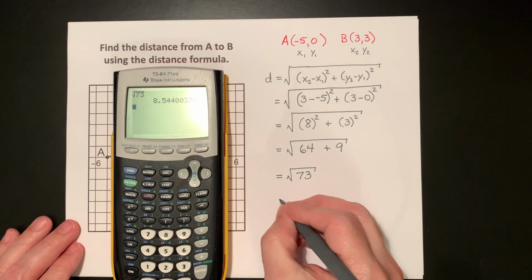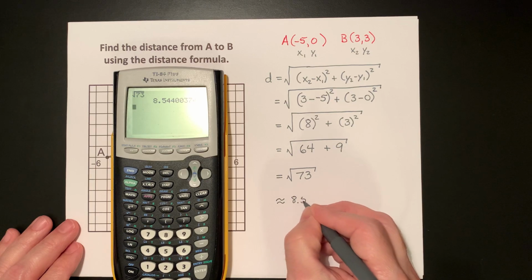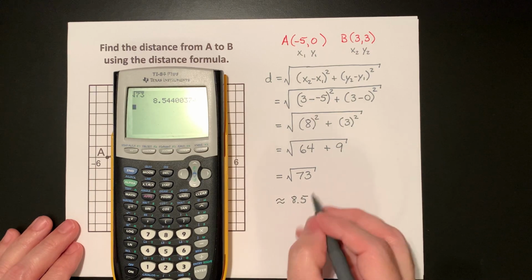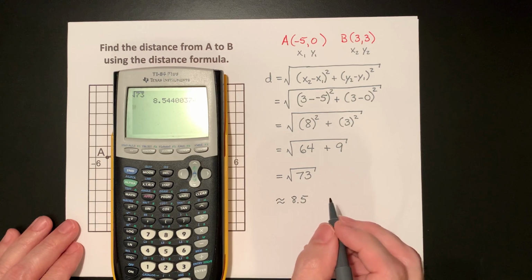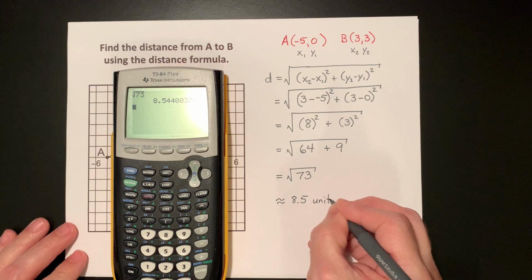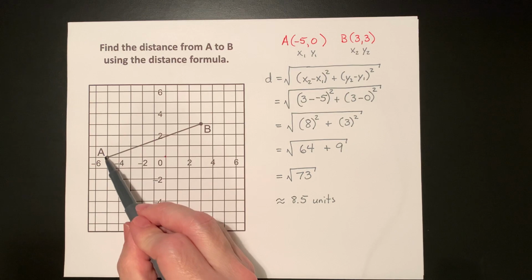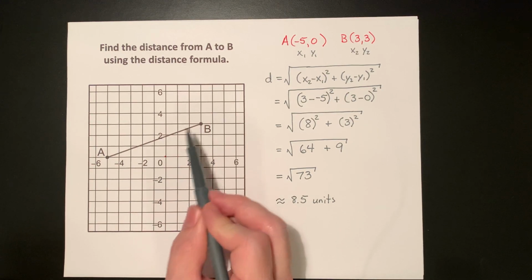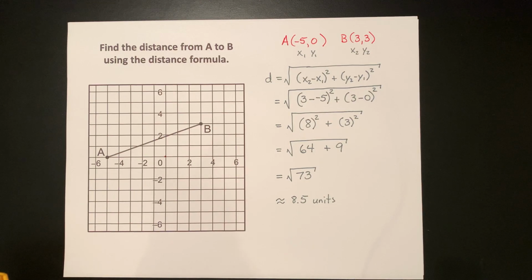is approximately, notice that it's not exact, this is going to have to be rounded, approximately equal to 8.5, and I normally round to the nearest tenth. You can go further if you choose or if you need to, and of course this is units, whatever those units are. So the approximate distance between point A and point B is 8.5 units.